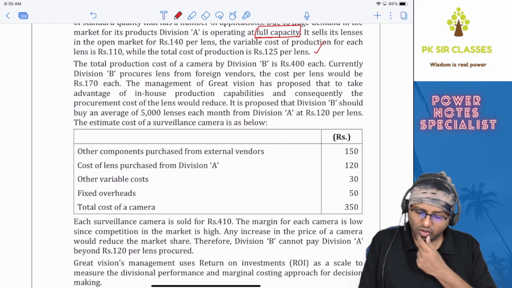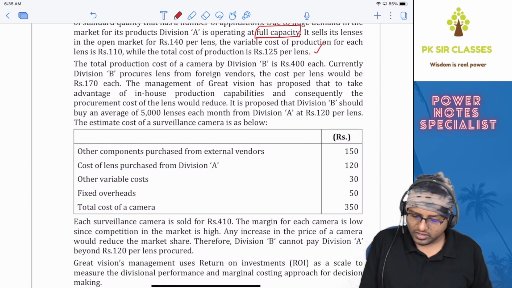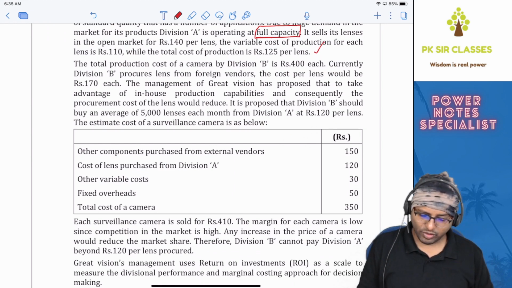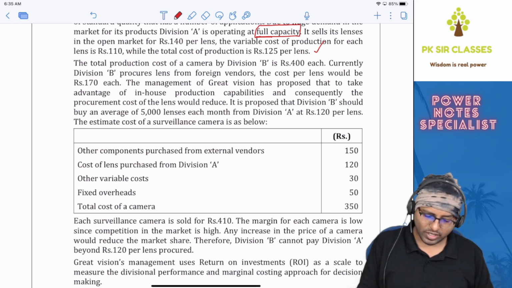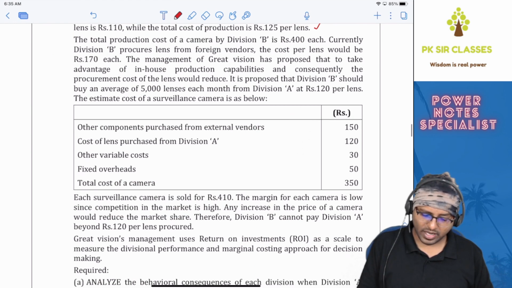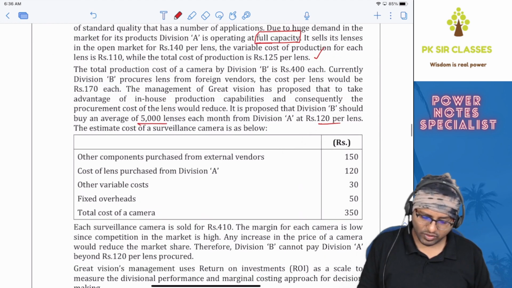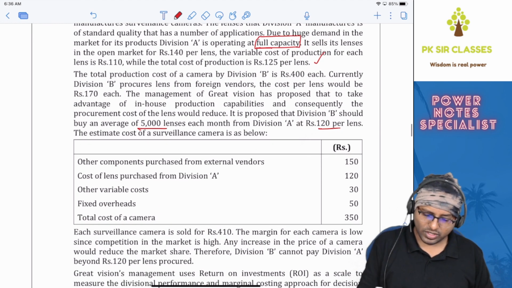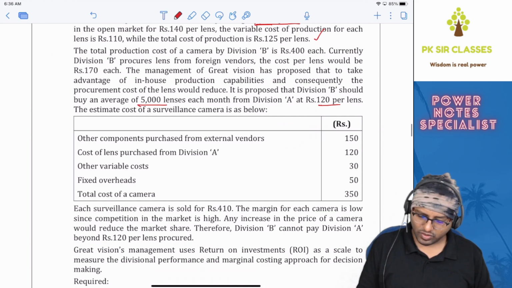The total production cost of a camera by Division B is 400 each. Currently, Division B procures lenses from foreign vendors. The cost per lens would be 170 each. Management has proposed that, to take advantage of in-house production capabilities, the procurement cost of the lens would reduce. It is proposed that Division B should buy on average 5,000 lenses each month from Division A at rupees 120 per lens. And we know that the variable cost is 110, so they are giving a little bit on top of that.